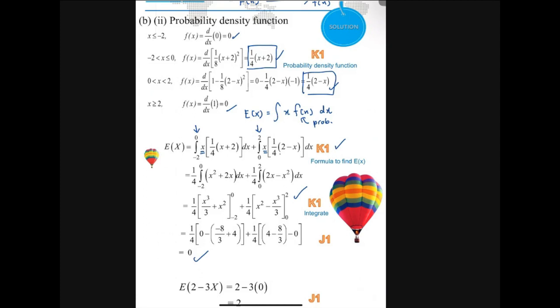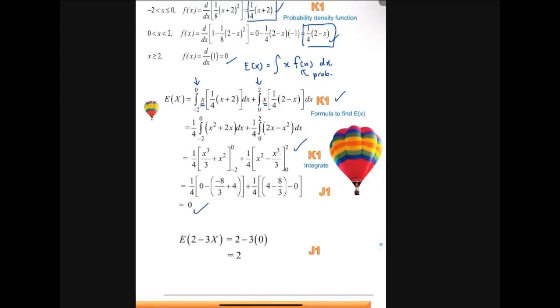Okay, and then to answer the properties question, the expectation of 2 minus 3x is equal to the expectation of 2 minus the expectation of 3x. The expectation of 2 is 2. The expectation of 3x is the same as 3 times the expectation of x, which is 3 times 0. So the final answer for that question would be 2.